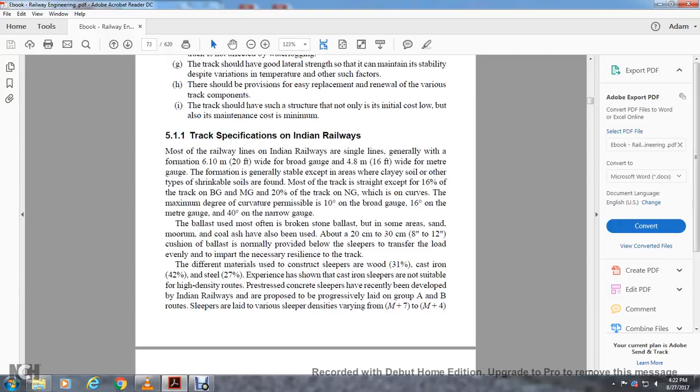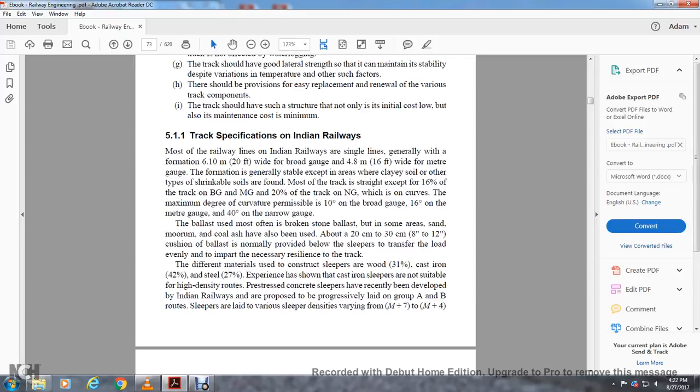5.1 Track specification of Indian Railways. Most of the Indian Railway lines, single lines generally, have a formation width of 6.10 meters or 20 feet with a broad gauge of 4.8 meters or 16 feet wide, and a meter gauge system. The following is generally stable in areas where clay soil and other types of sinkage soils are found.